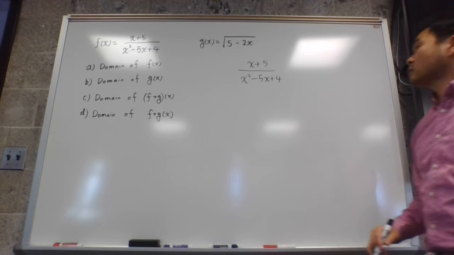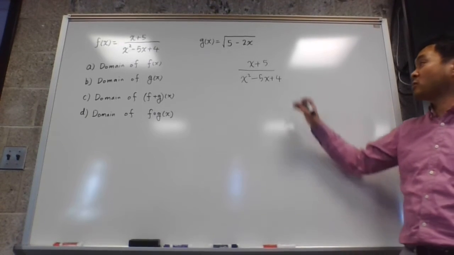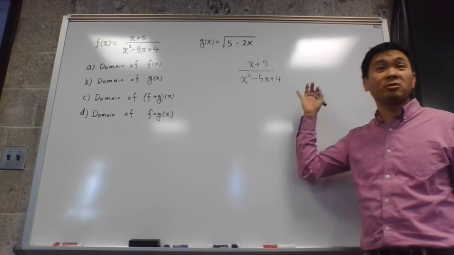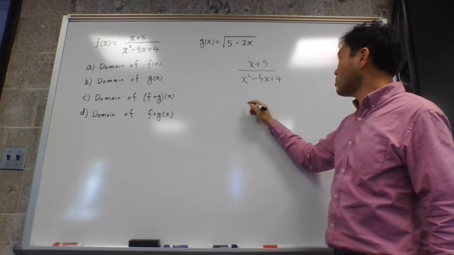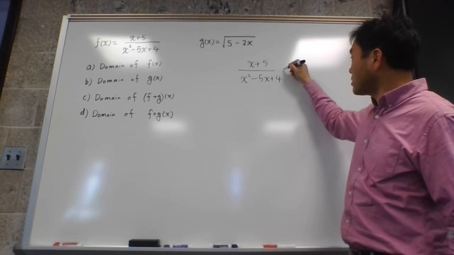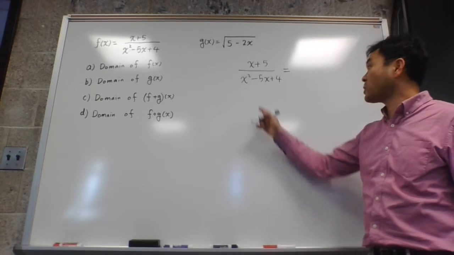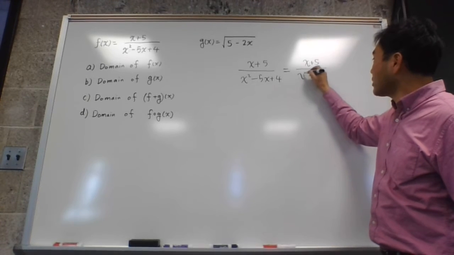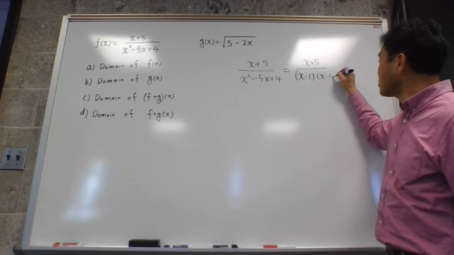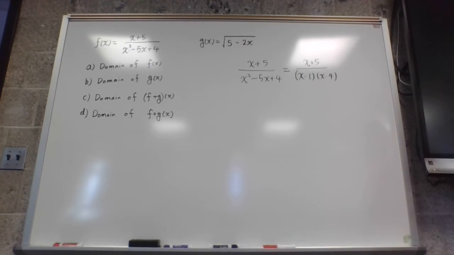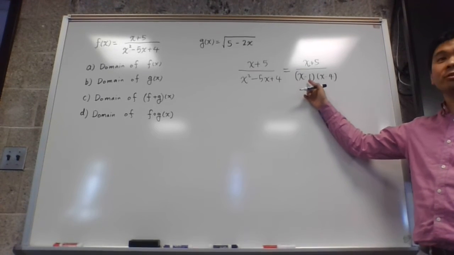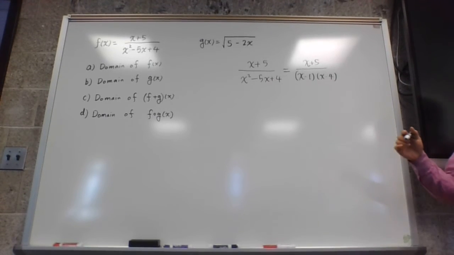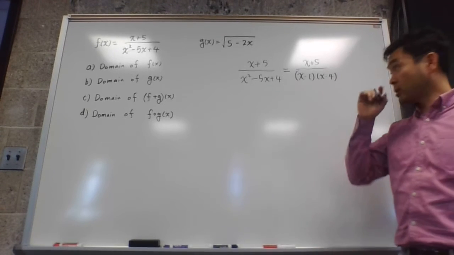Well, when you have a fraction, what do you have to be careful about? When the denominator is 0, you have trouble, right? So you have to know when the denominator is 0. And one quick way to figure that out is by factoring the denominator. And you can rewrite this as x plus 5 over x minus 1 times x minus 4. And that means anything other than 1 and 4 are okay. Good? When x is 1 or x is 4, then it's dangerous.